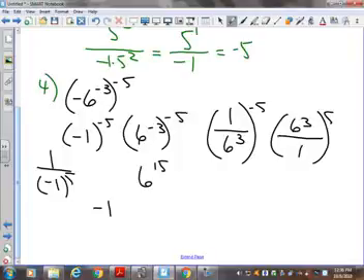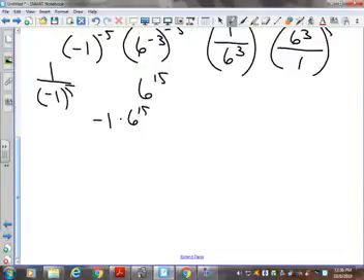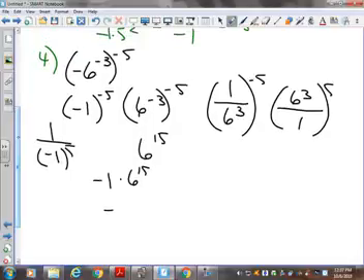So now I'm going to do 1 times 6 to the 15th power. Well, I know this negative 1 times that's going to be negative, but I don't know what 6 to the 15th power is. In fact, it might not even be a nice number in the first place. That's a really large power at a really large base. It might be scientific notation.